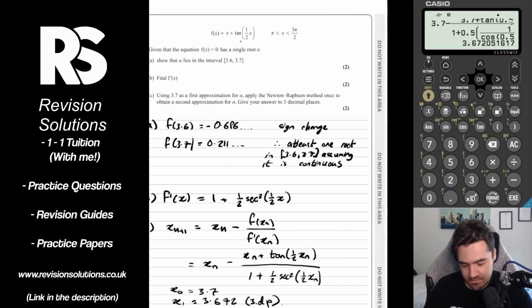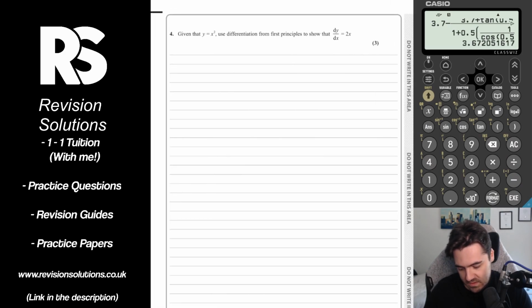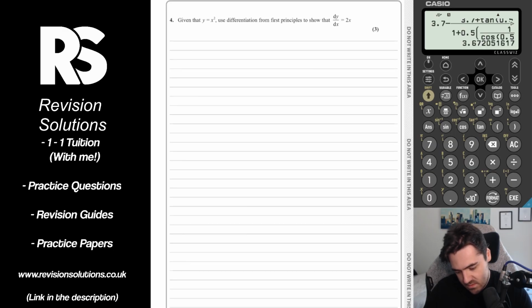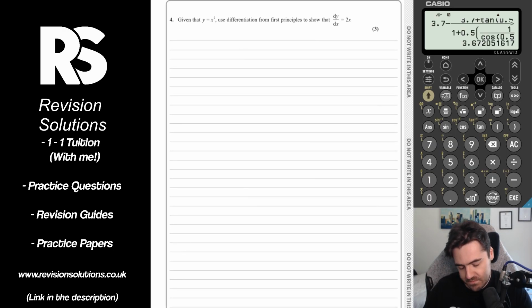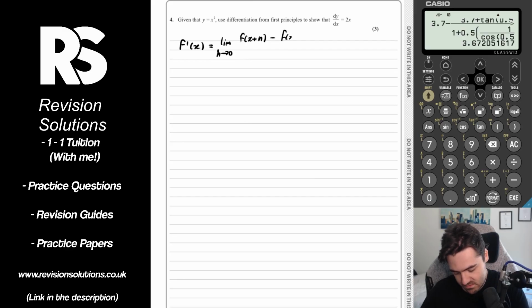Moving on now to question 4. It says, given that y equals x squared, use differentiation from first principles to show that the derivative is 2x. So whenever we get this question, the first thing we're going to do is write down the first principles formula. So that says f dash of x is the limit as h tends to 0 of f of x plus h minus f of x all over h.